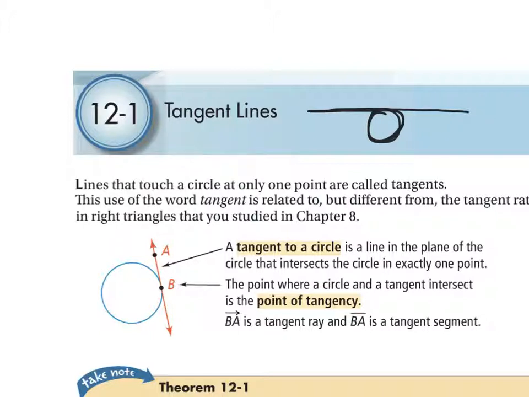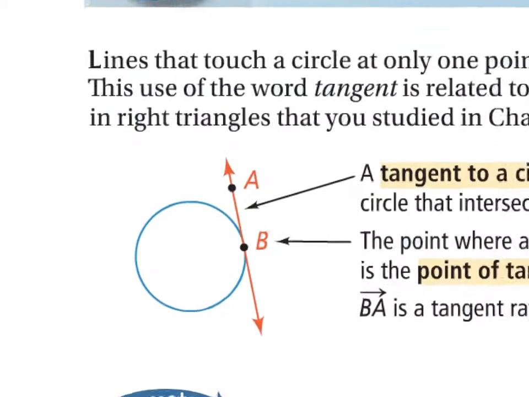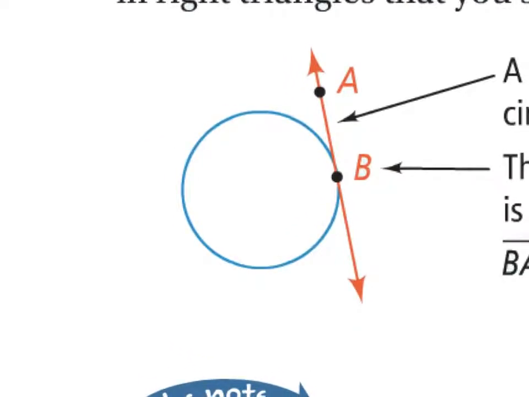Okay? A tangent line is a line that touches a circle at exactly one point. It touches or intersects the circle at exactly one point. And so in that diagram here, we have line AB is tangent to our circle. That means point B is our point of tangency, because that's the point where it touches the circle.